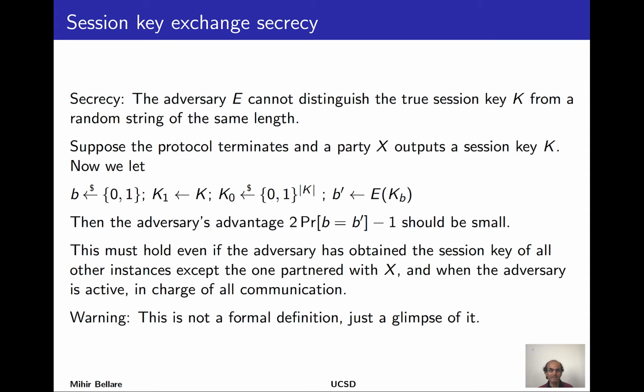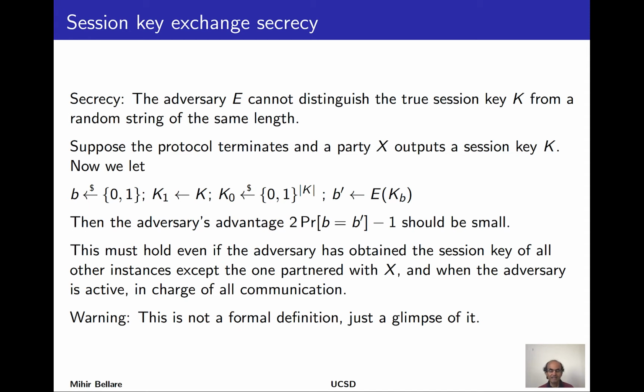What your game does now is it picks a random challenge bit little b, and it then defines two keys, K1 and K0. K1 is the actual session key. K0 is simply a random independent string of the same length as the actual session key. And then the game gives to the adversary one of the two keys, K1 or K0, depending on the challenge bit. So it says, here's K sub b, can you tell me whether I gave you the real session key or an independent random string? And the adversary tries to guess that by outputting a bit b prime, and its advantage is the probability that it guesses correctly scaled away from 1/2 in our usual way.